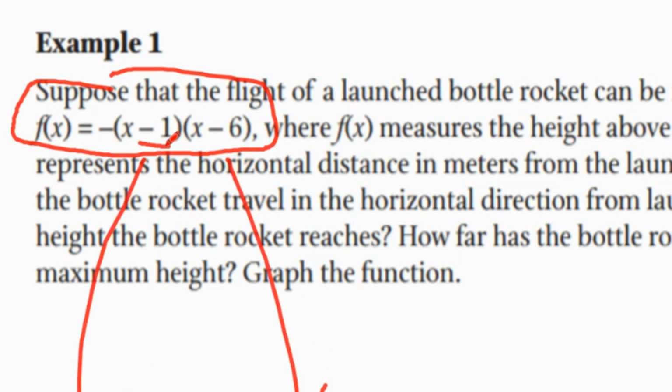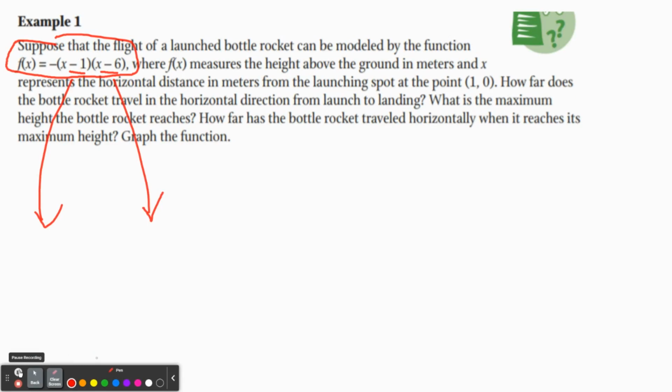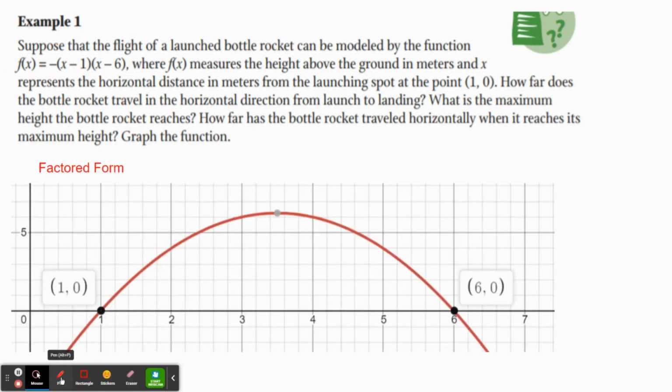Remember, we're going to set these parentheses equal to 0, and so I'm going to get x-intercepts of +1 and +6. Also, the a value is negative, so it's opening in a downward direction. Now the question is, where is this rocket going to reach its maximum height, and how far has it flown horizontally when it's reached its maximum height?